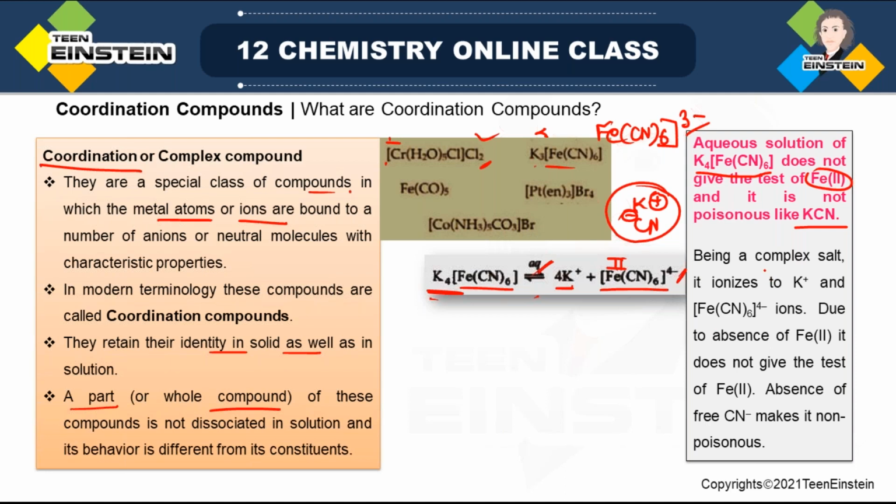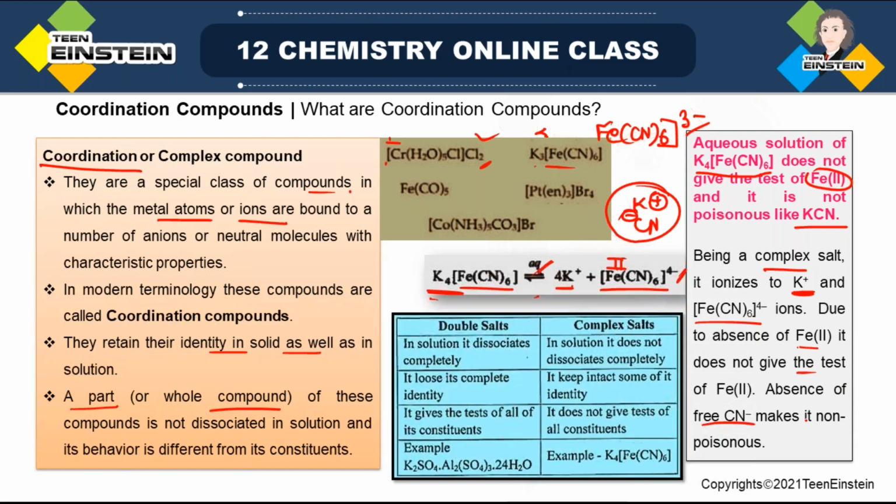So the answer is, being a complex salt, it ionizes to K+. There will be basically 4 K+ and this ferrocyanide ion. Due to the absence of Fe2+ in free state, it doesn't give the test of it. And also the absence of free CN- makes it non-poisonous. Okay, so the answer is clear for this question. But if you take KCN and dissolve it in water, obviously it will be poisonous. But here that is not the case.